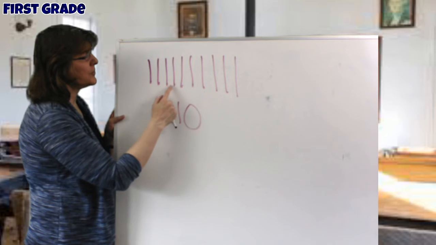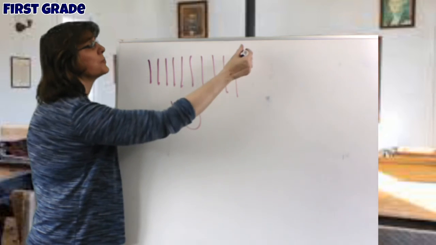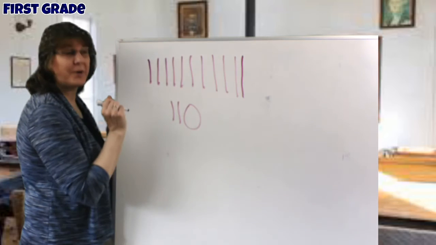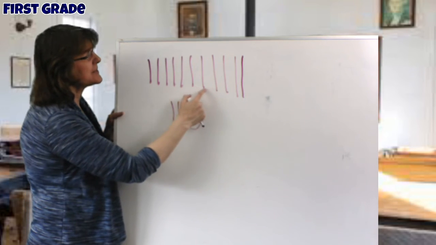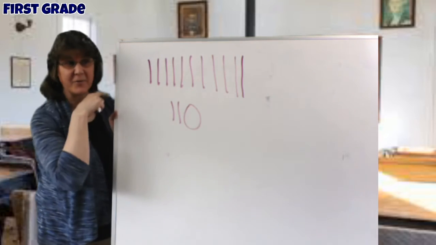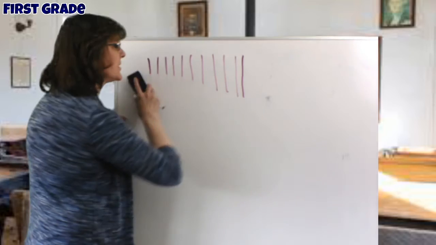10, 20, 30, 40, 50, 60, 70, 80, 90, 100. Oh, Mrs. Fry forgot to count enough. 110. So 1, 2, 3, 4, 5, 6, 7, 8, 9, 10, 11. I forgot one stick. There we go. 110. Our next story is about Cindy.